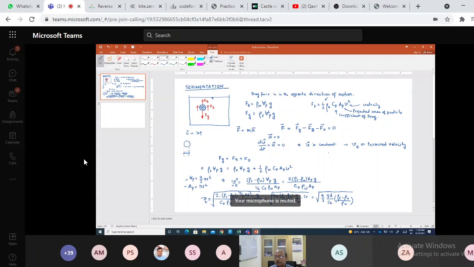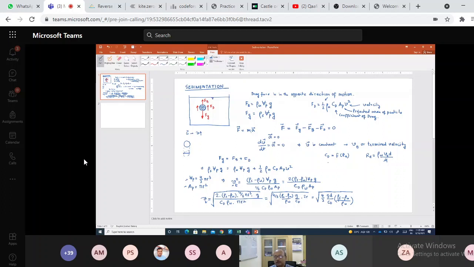Cd is the coefficient of drag, and this is a function of Reynolds number. So we all know Re is the Reynolds number, and Reynolds number is given by rho W V into D by mu. Okay. So here the velocity is the terminal velocity, right? Vt. Okay. And so Cd is not a constant; it varies with respect to Reynolds number, and so Reynolds number is given by this value.